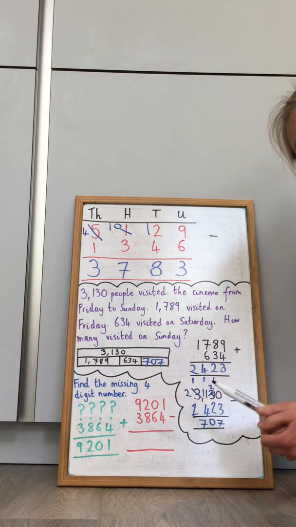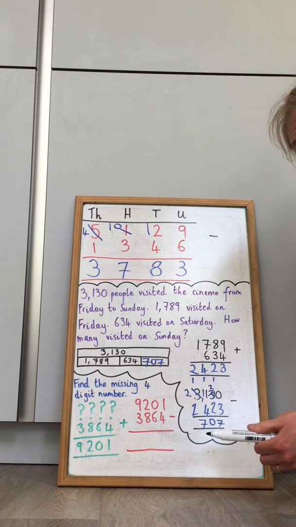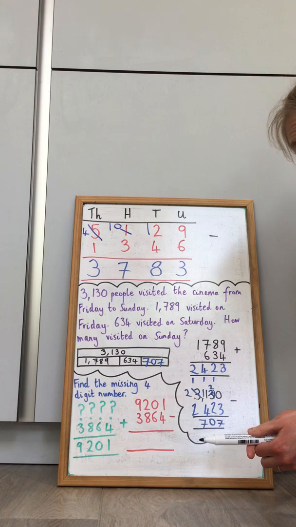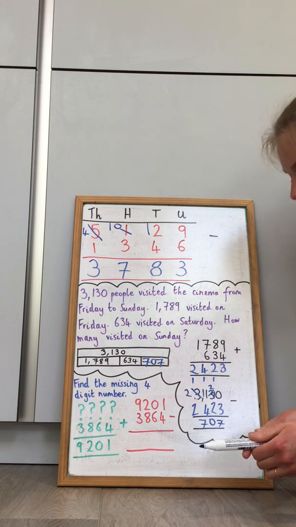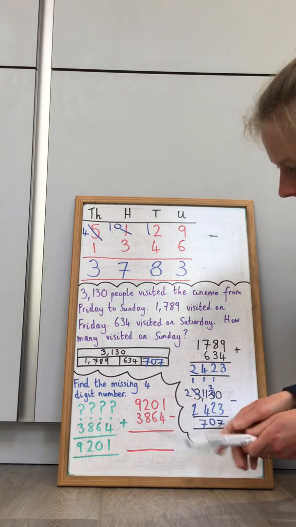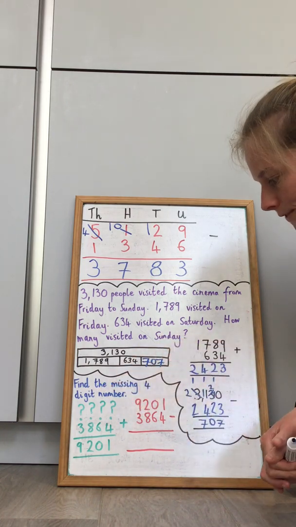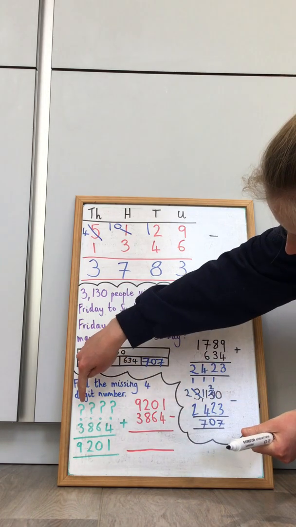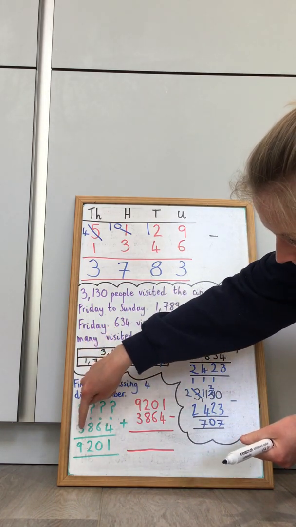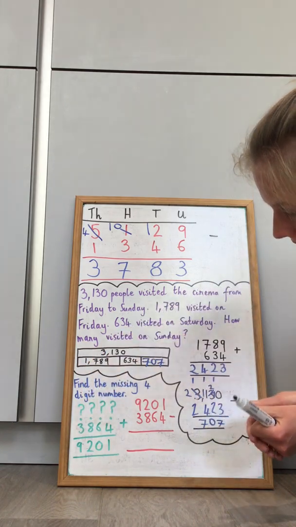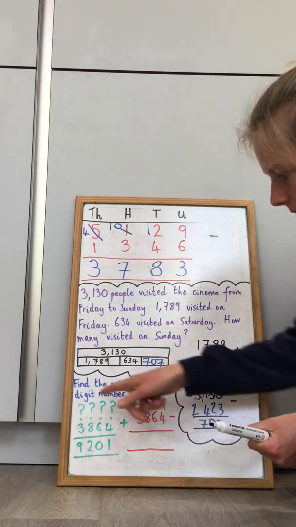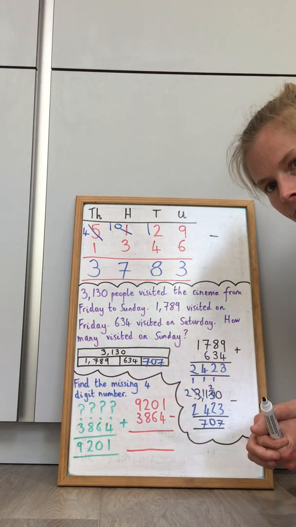Okay? So some of the problems you encounter might have two parts for them. You might be required to add first of all before subtracting. So read the questions really carefully. The final problem we're going to have a look at says, can you find the missing 4-digit number? So I've got a 4-digit number plus 3,864 equals 9,201. So they want me to find out this missing number.